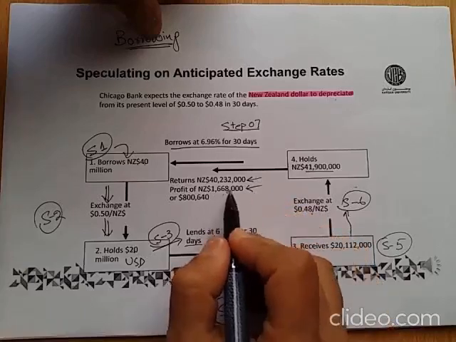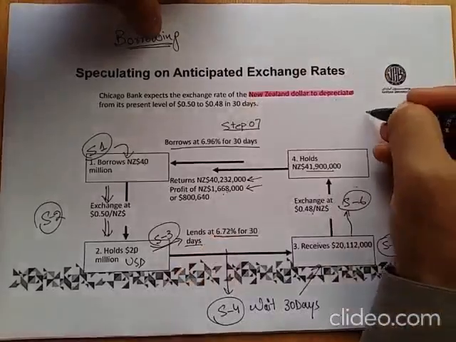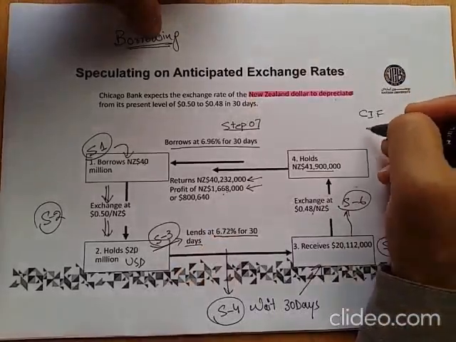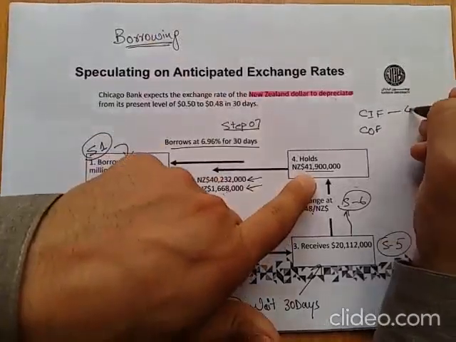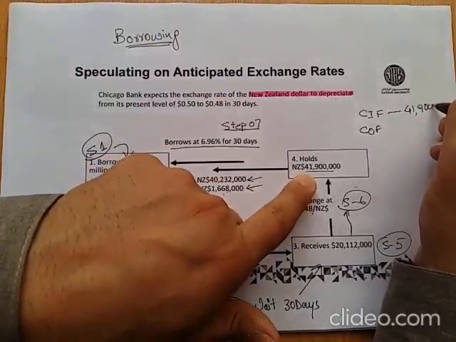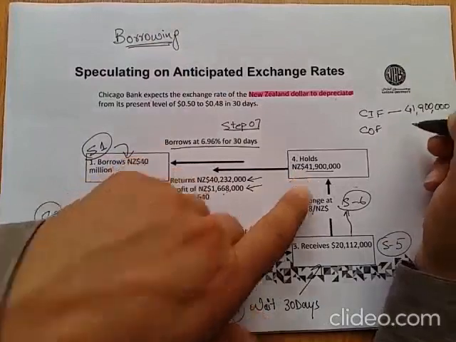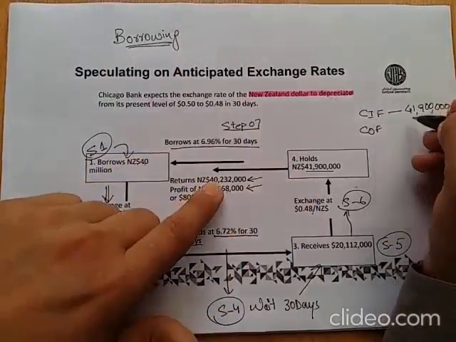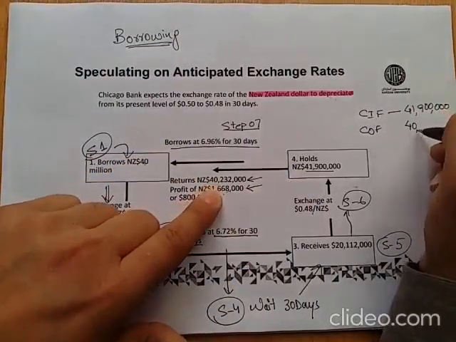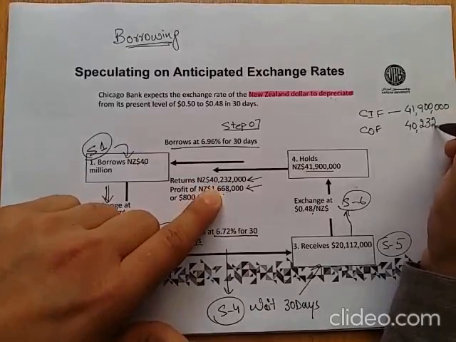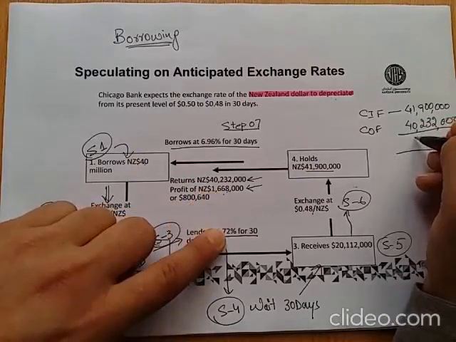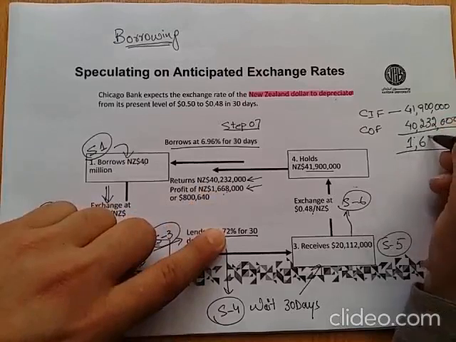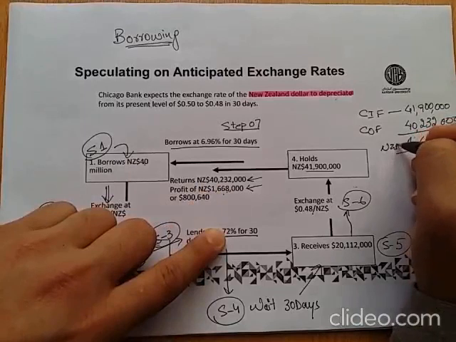How did I calculate this? I calculated it by cash inflow minus cash outflow. So the cash inflow we have is 4,900,000, and the cash outflow is 40,232,000, this much. So if you find the difference of this, you get 1,668,000 New Zealand dollars as your profit here.